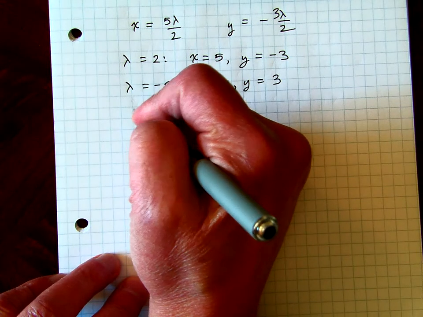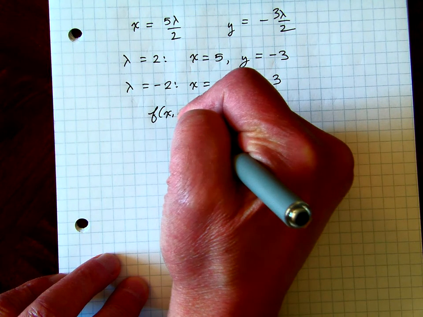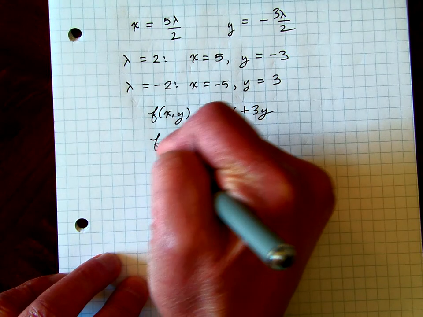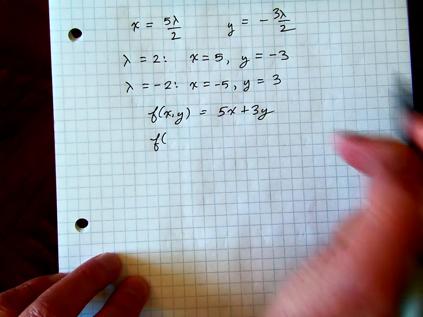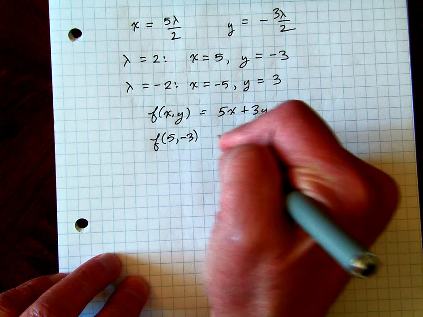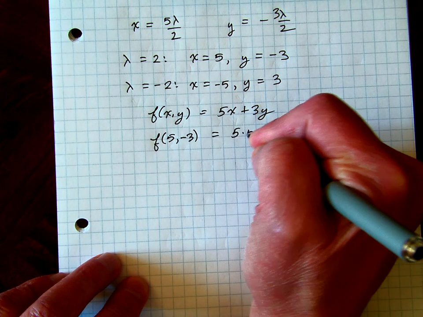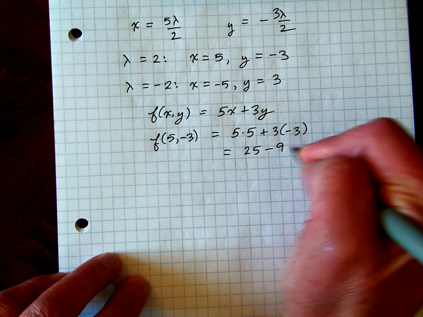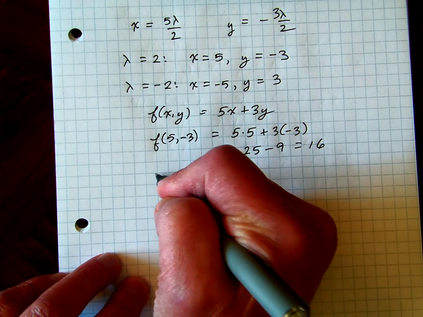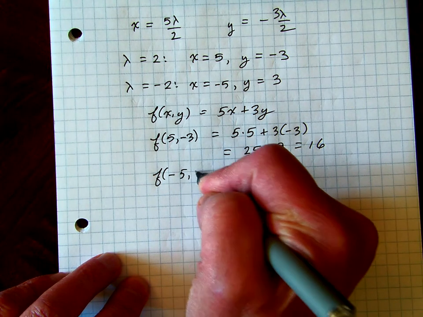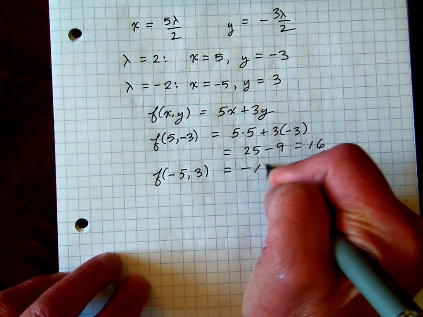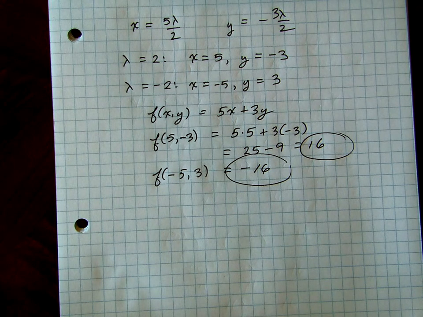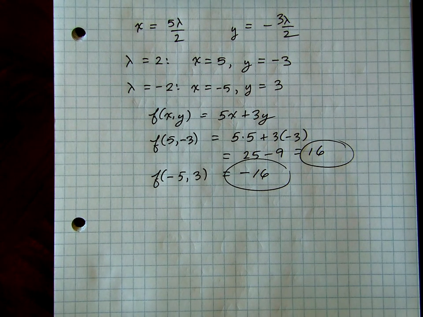Furthermore, if you go back to the object function, and you might remember that was 5x plus 3y, f of 5 comma negative 3 would be 5 times 5 plus 3 times negative 3, 25 minus 9, it would be 16. If you change the signs, no big surprise, you get negative 16. So it looks like we have max and minimum values of 16 and negative 16. And now I have a bad surprise for you.